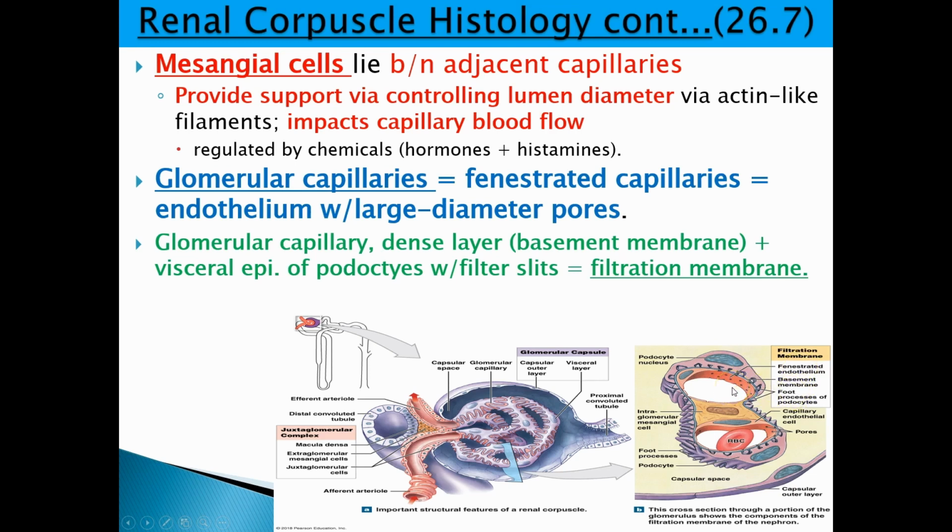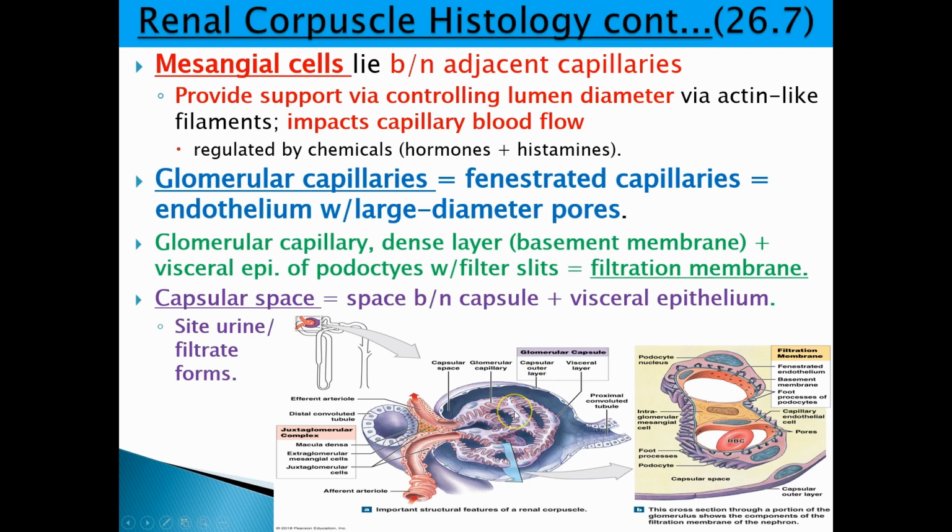But we're going to just stick with the membrane, like I said, the filtration membrane being the glomerular capillary plus a dense layer plus your podocytes, or a fused basement membrane. So call it the dense layer or the basement membrane. All right, again, capsular space, I've already pointed out. It's the space where once we form filtrate, it's going to go in here, and as you can see, the next site moves on to the PCT.